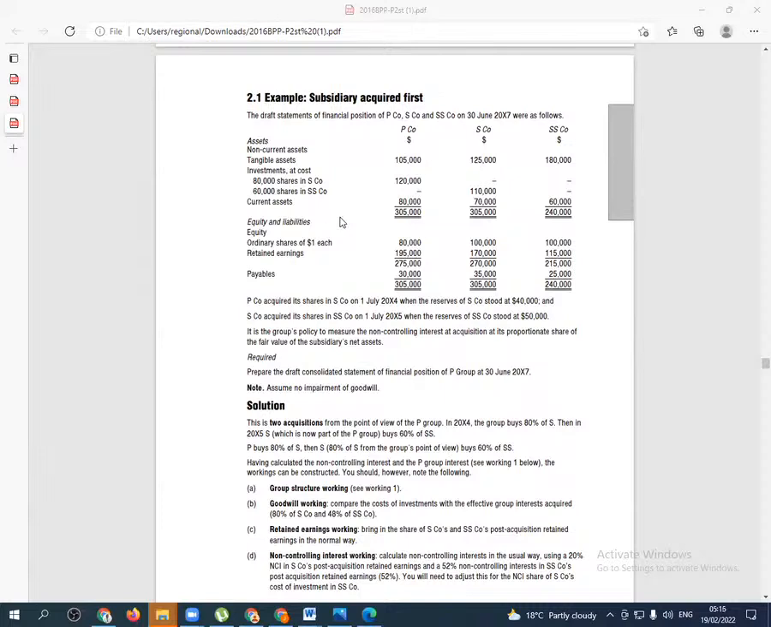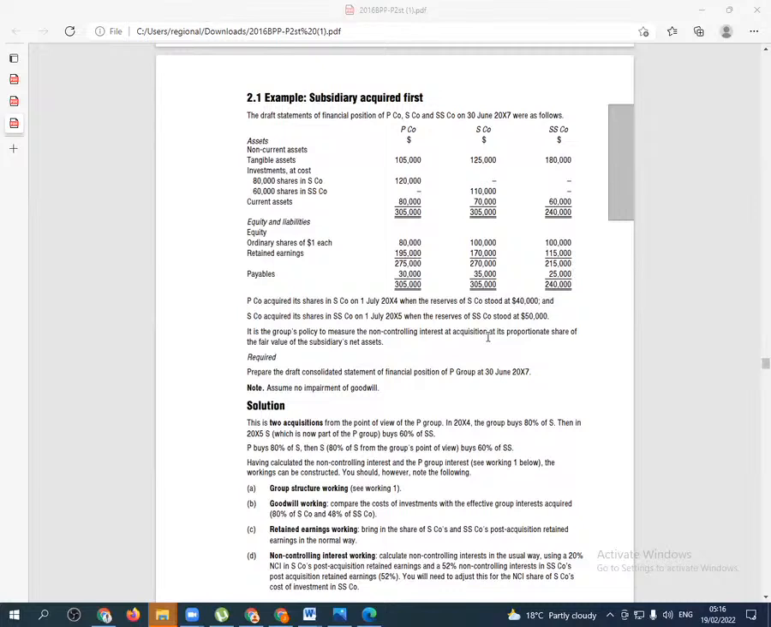So we are told P company acquired the shares in S company on 1st July 2014, when the reserves of S company stood at 40,000. And S company acquired its shares in SS company on 1st July 2015, when the reserves of SS company stood at 50,000. It is the group's policy to measure the non-controlling interest at acquisition at its proportionate share of the fair value.